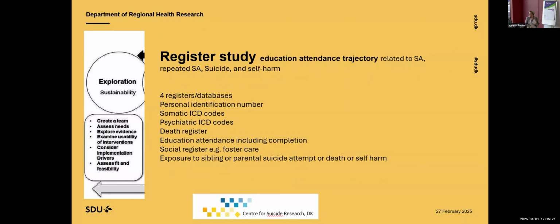Finally, we are going to do this register study. Luckily in Denmark, we have this personal identification number, which means that we can correlate different registers across different fields. And this means that we can use somatic ICD codes, psychiatric ICD codes, death registers, education attendance, and social registers such as being in foster care, and even exposure to sibling and parental suicide attempt or death or self-harm. So we're going to look into how these exposures affect the outcome of suicide attempt or repeated suicide attempt or suicide or even self-harm.